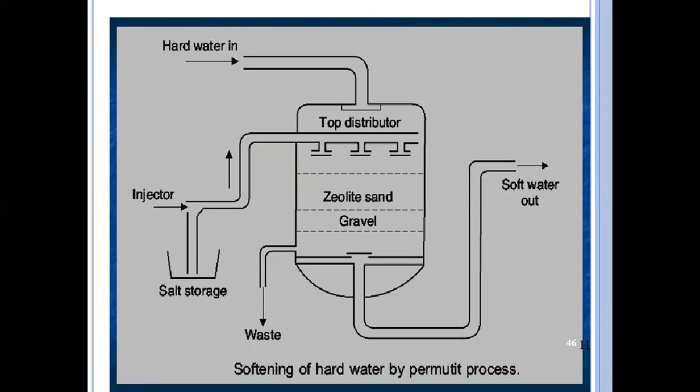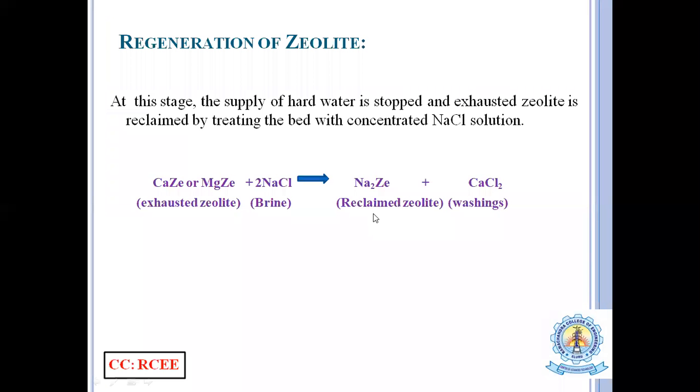All the sodium ions present in the zeolite may be exchanged by the hardness causing ions present in the hard water. So if the process goes on like this, the zeolite bed may be exhausted. In order to regenerate this zeolite bed, we need to recharge it. That is called regeneration of the zeolite. Regeneration of the zeolite is done by the brine solution, that is 10% NaCl solution.